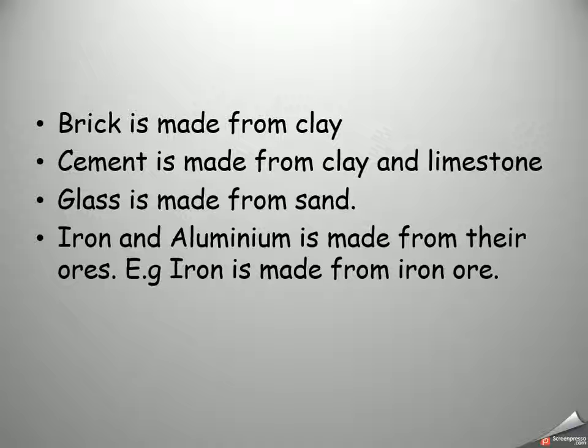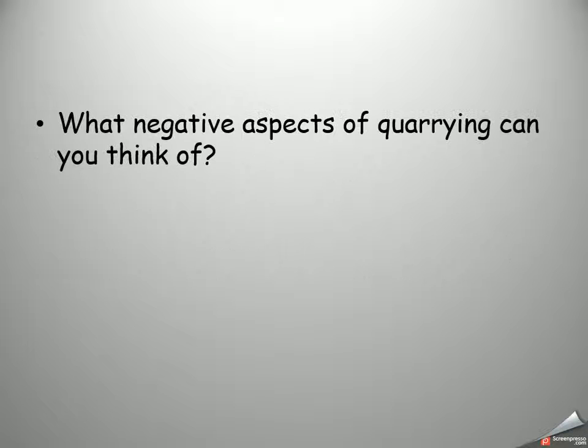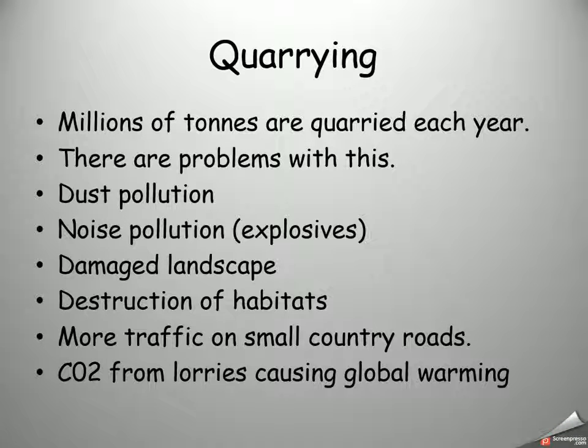Okay, right. Negative aspects of quarrying. Now we've done a little bit about this. Millions of tons are quarried each year, but there are problems with it. You need to know this, it's likely to be a 6-mark question. So I might ask about the advantages and the disadvantages of quarrying. Well, there are problems with quarrying, and the disadvantages are dust pollution.